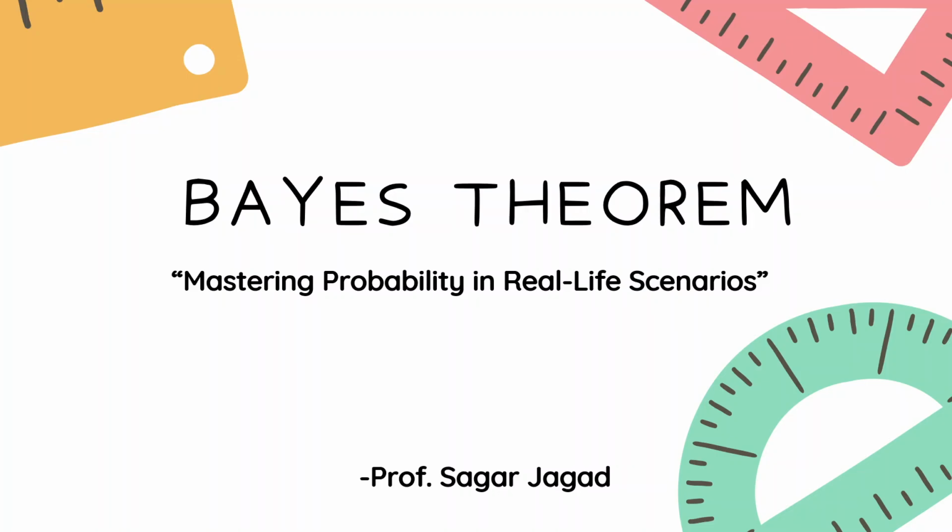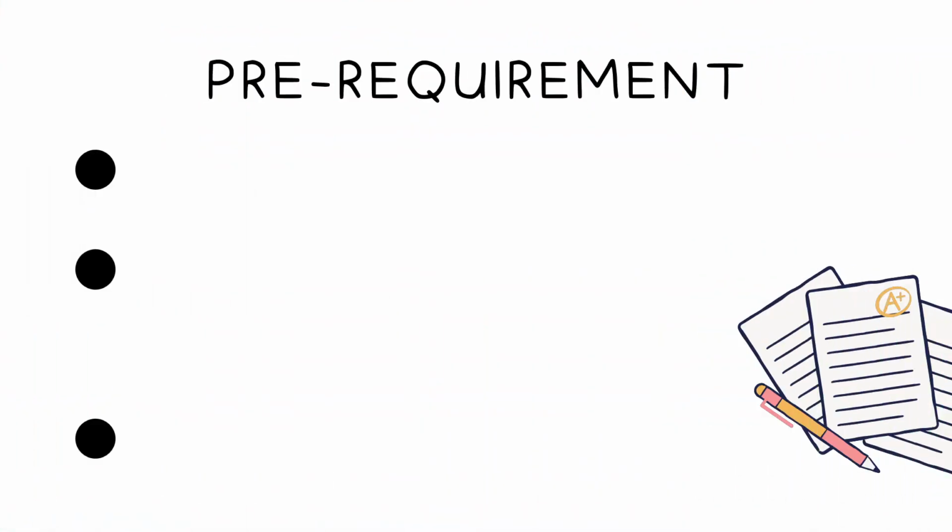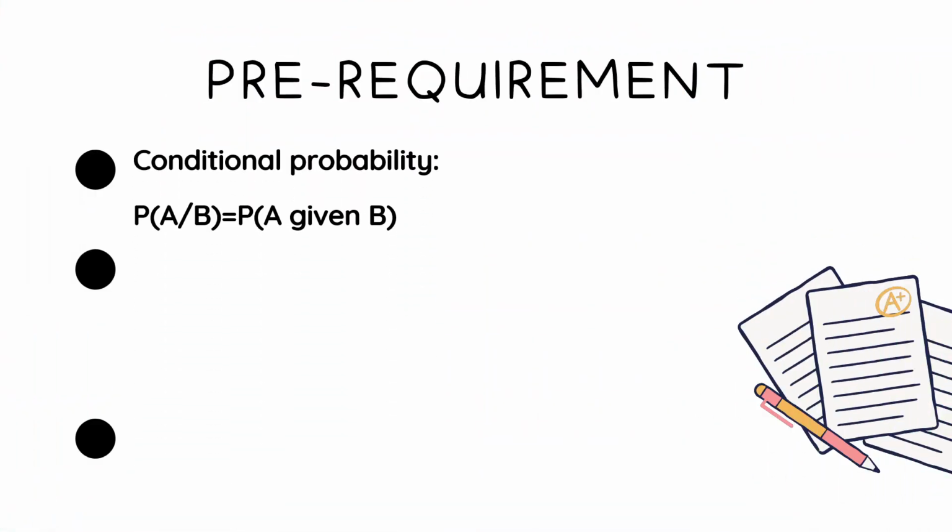Let's cover those pre-requirements. The first is nothing but conditional probability, which is denoted by probability of A slash B, and we can read it as probability of A given B. What is the meaning of this? The meaning of this is you want to find out the probability of event A given that the event B has already occurred. So you are interested in finding out the probability of A from the given condition that B has already occurred. To get this probability, we have the following formula.